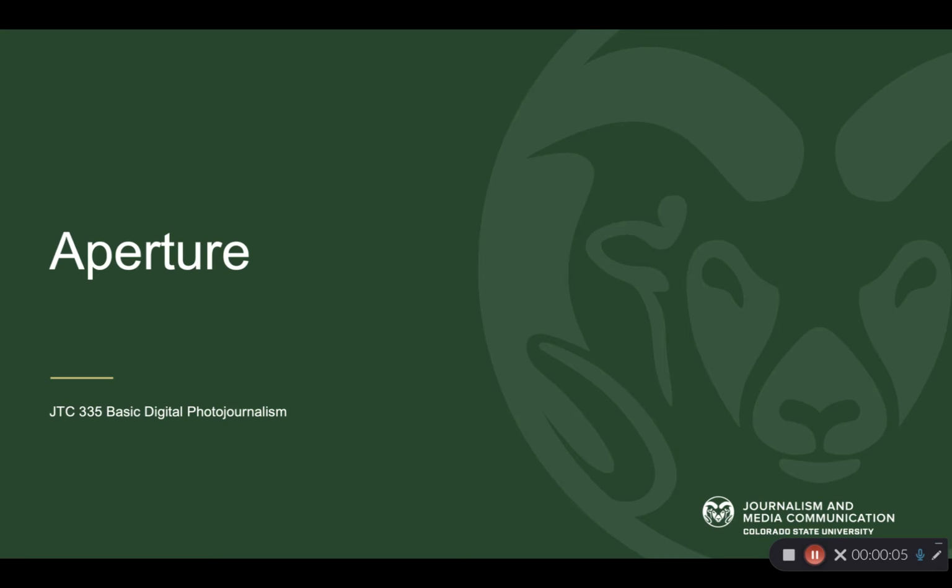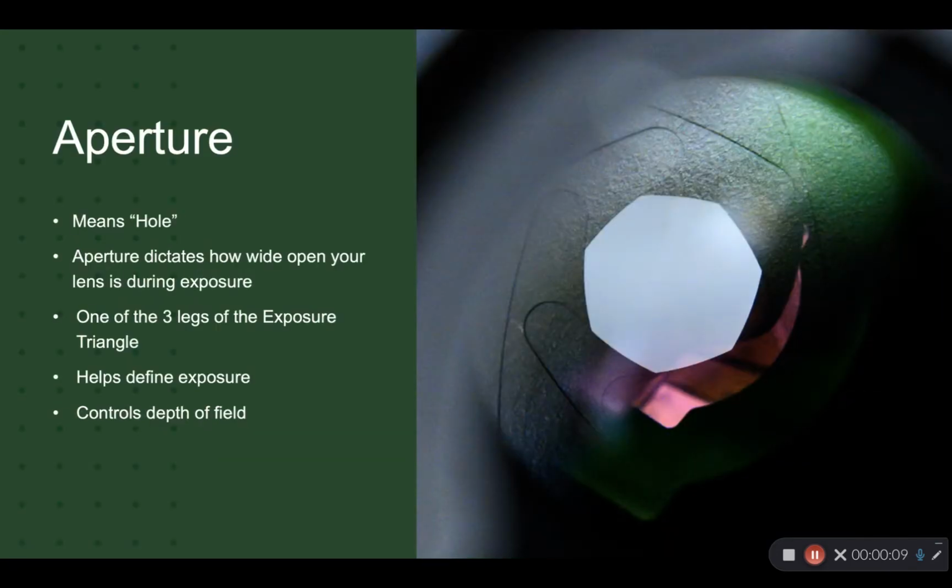We've talked about aperture a little bit. Let's spend a little bit more time talking about it in some detail. To refresh, aperture simply means hole. And it's talking about the hole in your lens, and how wide that hole is open is what the aperture dictates. It's one of the three legs of the exposure triangle.